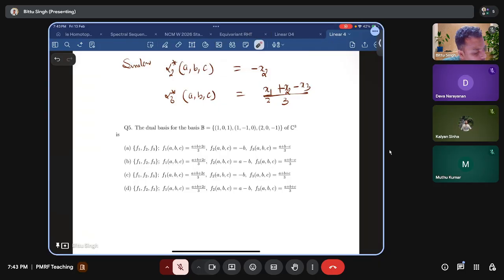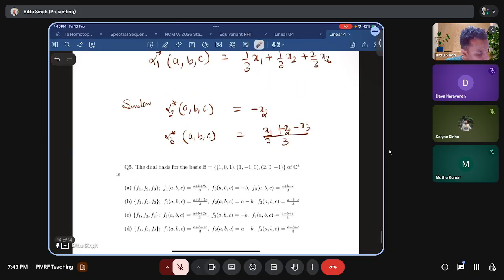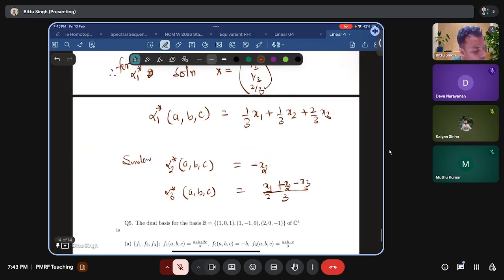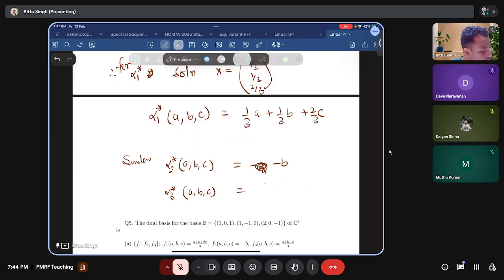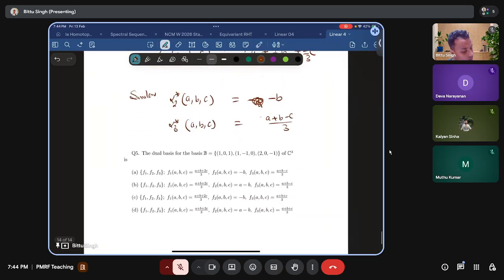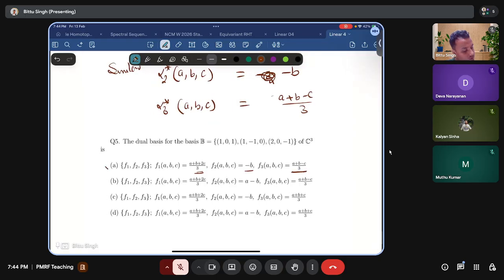Here you can see, sorry, I am extremely sorry, those are a, b, c, because we are putting the values of x1, x2, x3. So the first one will be (a plus b plus 2c) by 3. So this is okay. Then minus b, and then (a plus b minus c) by 3. So A is the correct answer.